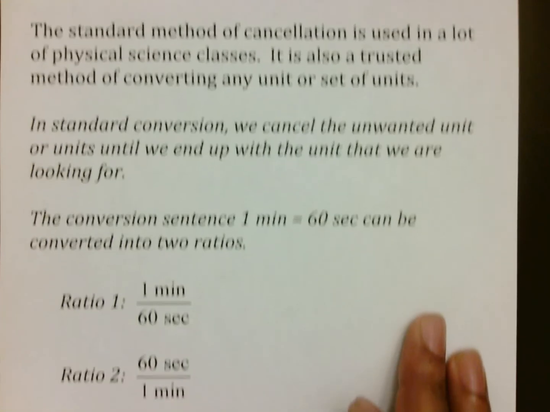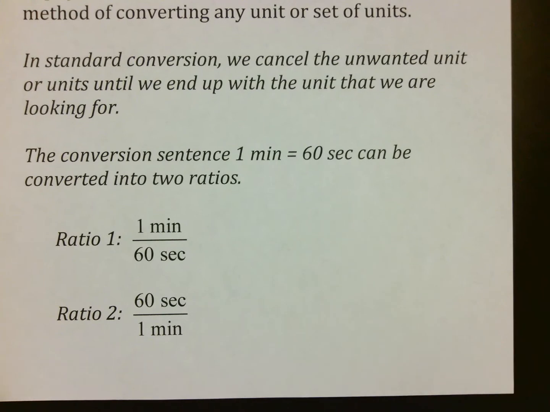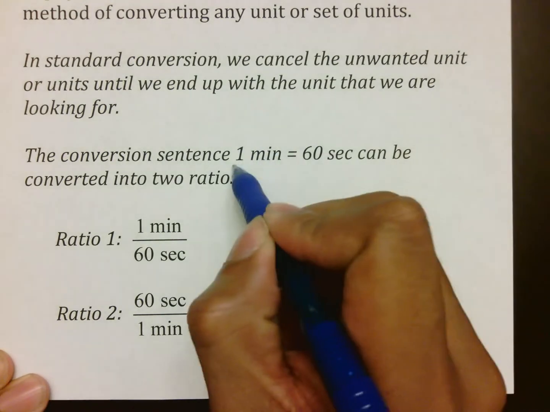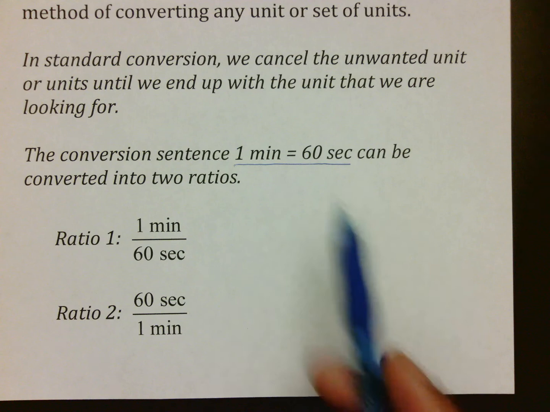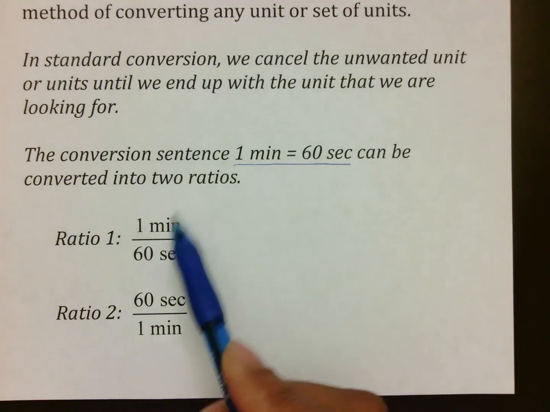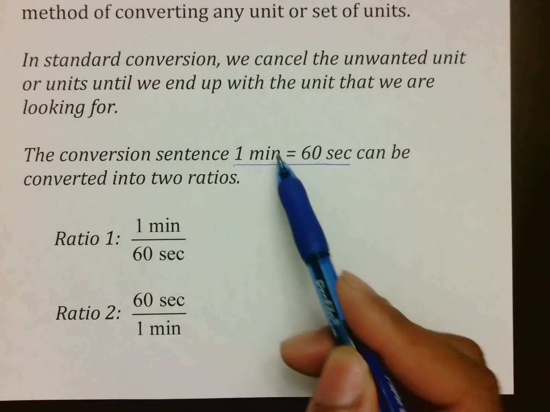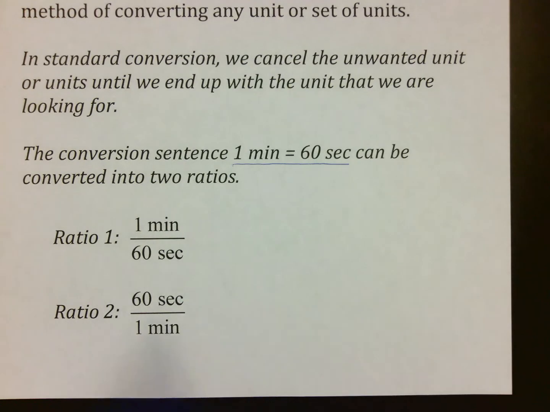So looking at what a conversion sentence is, the conversion sentence is the two things that make it equal. For example, we know that 1 minute equals 60 seconds. That would be a conversion sentence. It can be converted into two ratios, just like we did in the beginning of the lesson, where one of these goes on top, the other one goes on the bottom, or you just put the 1 minute on the bottom and put 60 seconds on top. These are the two ratios that we create.